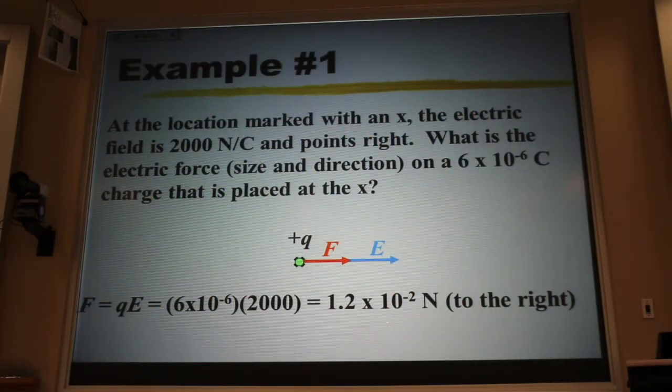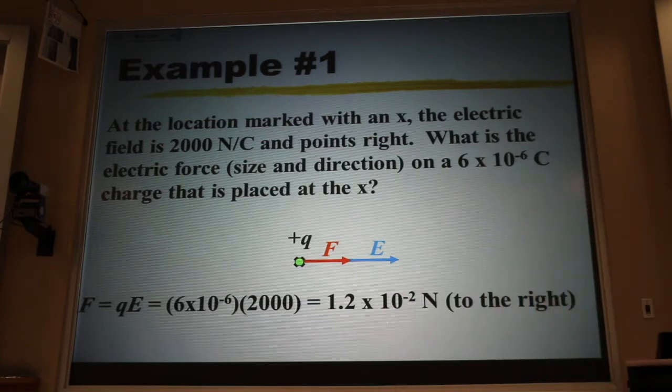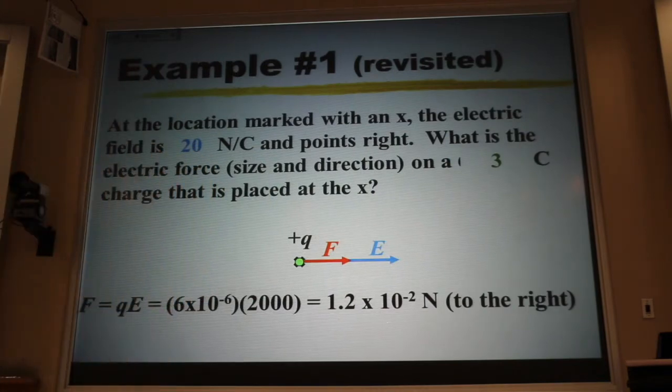Now, folks, these values in this example are typical values you would find in a laboratory. And yet my experience has been that when we use numbers like this, it becomes mathematics. It just becomes a bunch of symbols on the page. So let me revisit this example with numbers we can wrap our head around. What if the field is only 20 newtons for each coulomb? And what if instead of 6 microcoulombs, I actually have 3 coulombs? I mean, we've destroyed Bozeman, but for the sake of understanding, let's make it 3.